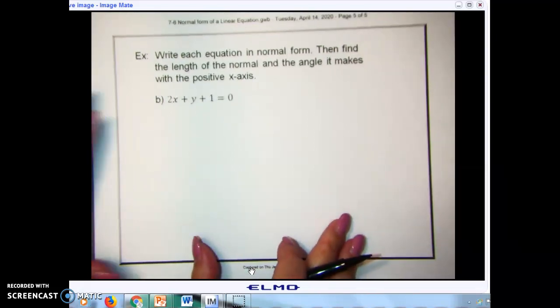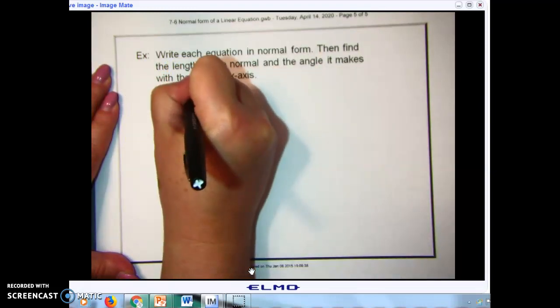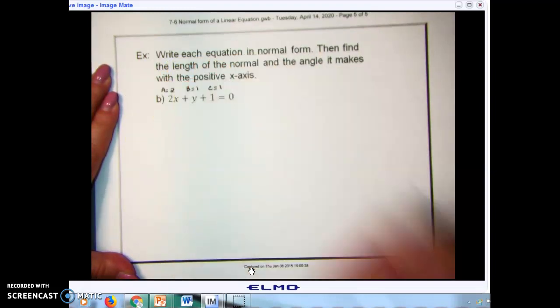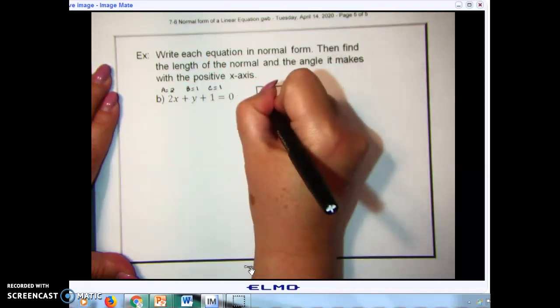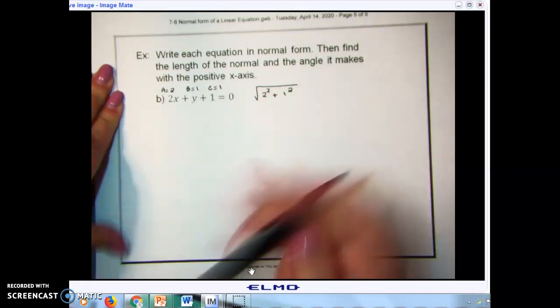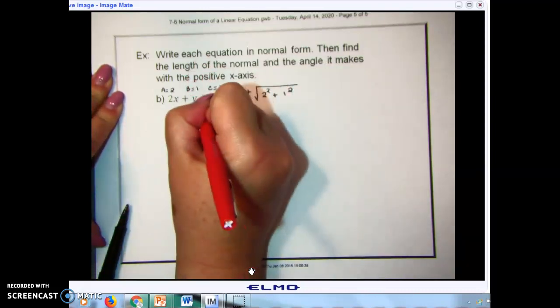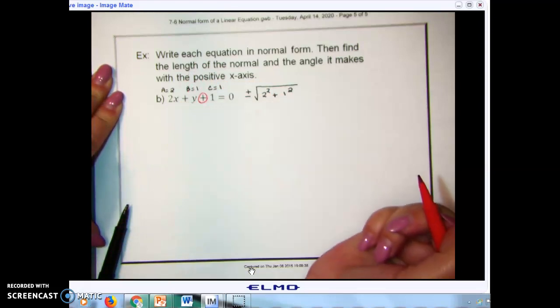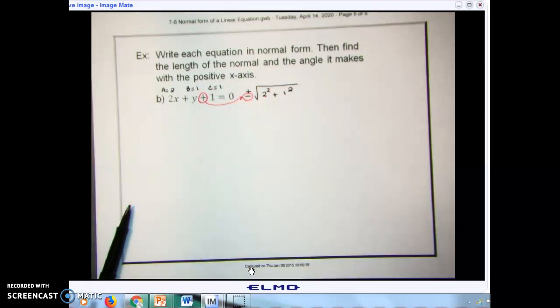And so, remember, we've got A is equal to 2, B is equal to 1, and C is equal to 1. And then we're going to do the square root of A squared plus B squared. So that's 2 squared plus 1 squared. And then, remember, that was plus or minus. So then this sign needs to be negative when we're done. Do we see that a positive divided by a negative is going to give me that negative value, because the definition of normal form says we have to have minus p.